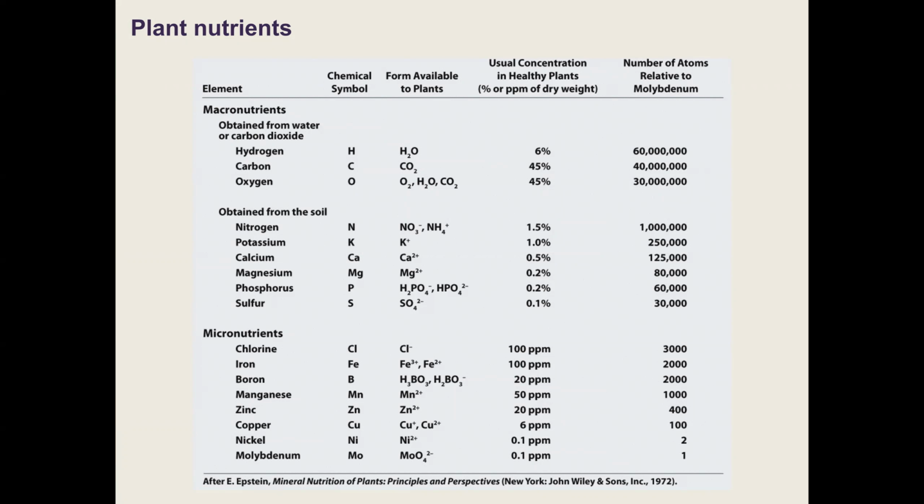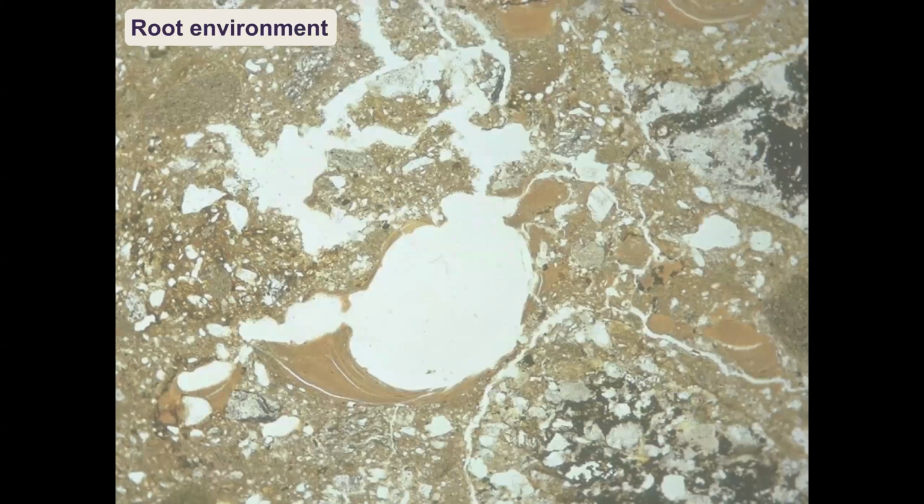Depending on where they grow, they might have a lot of access to this. They might not have a lot of access. And that's one of the reasons that different plants grow in different areas. They can either have better access to nutrients, or have evolved to live with using less of these.